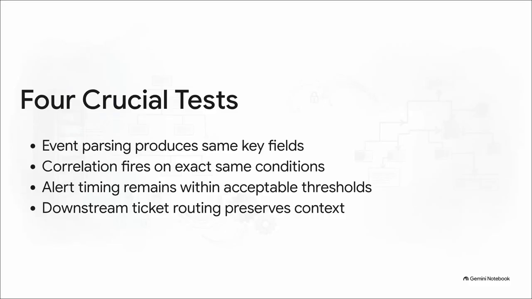To really guarantee parity, you should summarize your validation into 4 crucial tests. Test 1. Does event parsing produce the exact same key fields? Test 2. Does the correlation logic fire on the exact same conditions with the same suppressions? Test 3. Does the alert timing remain within acceptable, actionable thresholds? And Test 4. Does the downstream ticket routing preserve the same context for the analyst?